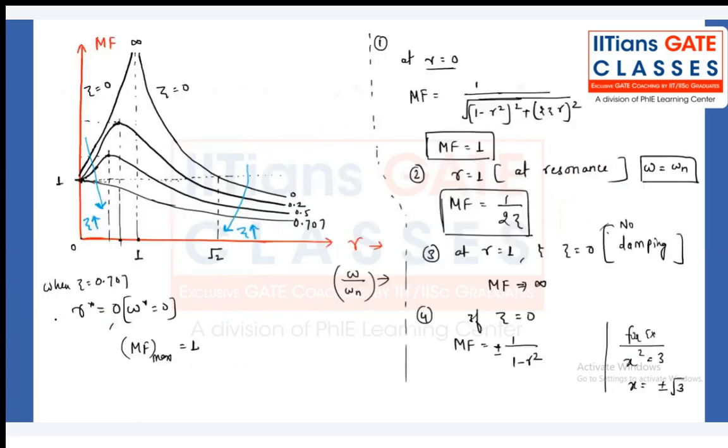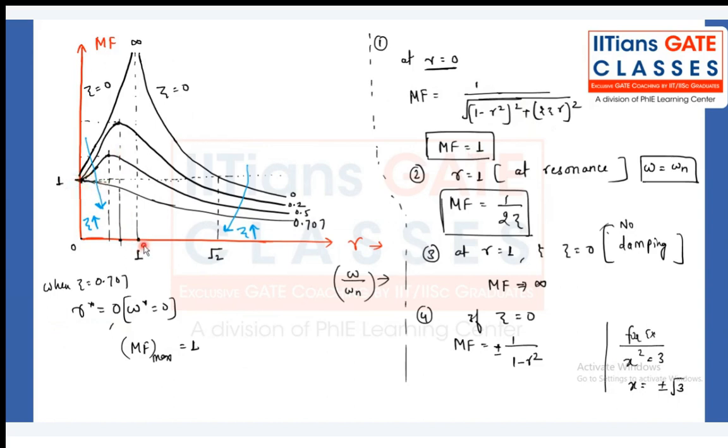Now, guys, please note down the graph, which is a very, very important graph: the graph between the magnification factor and the frequency ratio R, which is nothing but omega by omega n. See, my dear friends, when R is equal to 0, you are going to get a magnification factor value equal to 1.